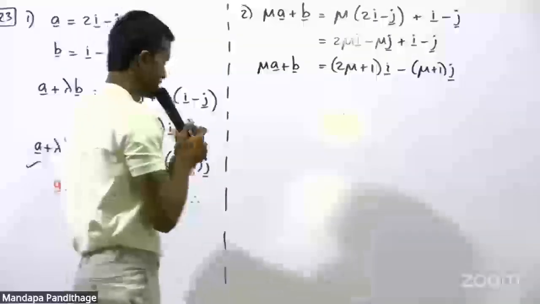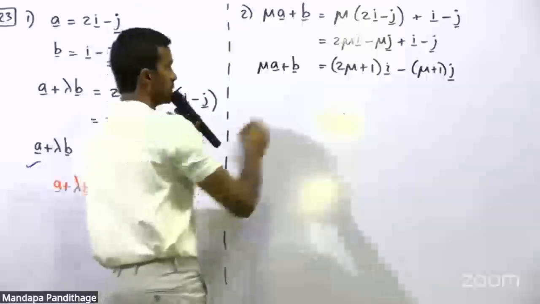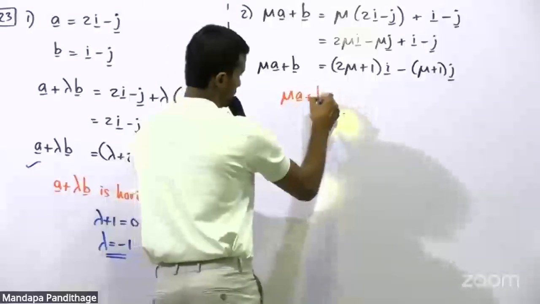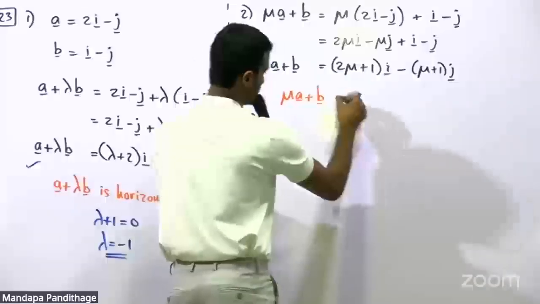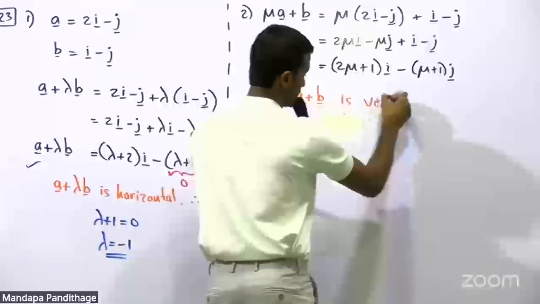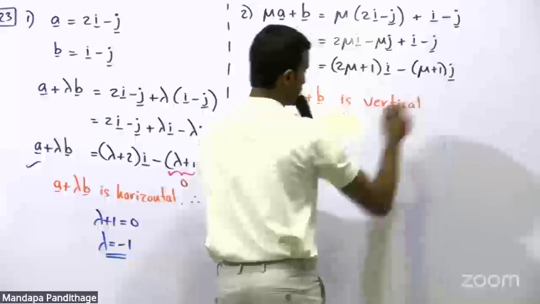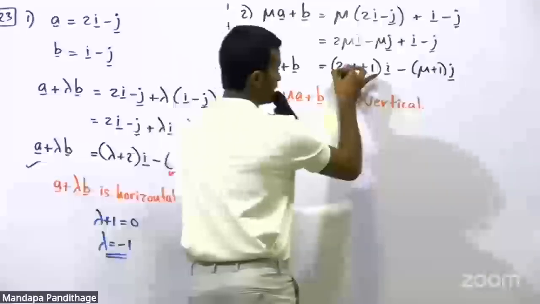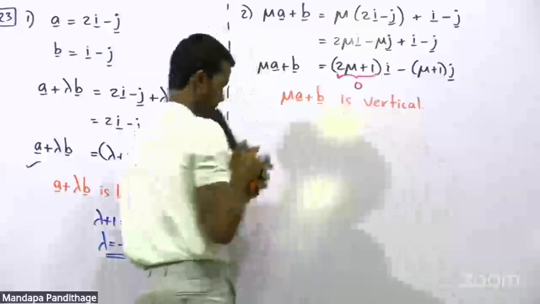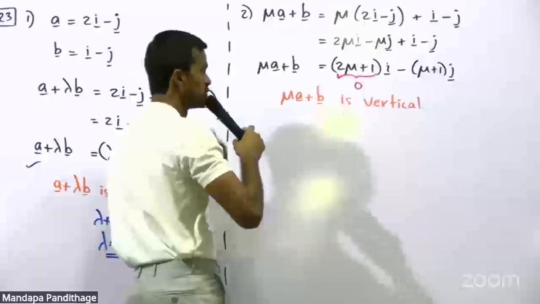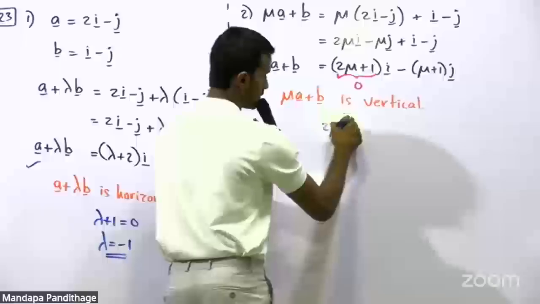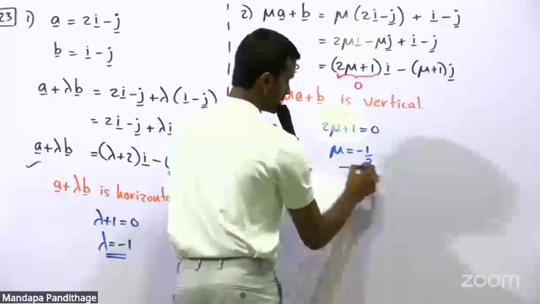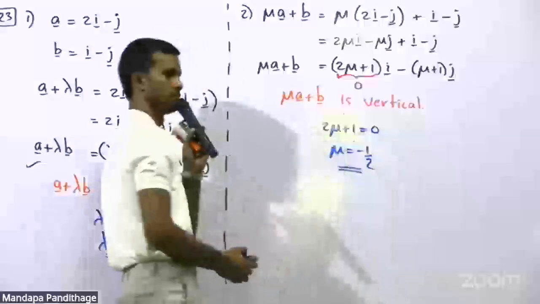Okay, so this is a vertical one, no? Parallel to vector j means mu a plus b is vertical. So when it is vertical, it can be expressed only in terms of j. Therefore, this component of i should be 0. Then I get 2 mu plus 1 is equal to 0. Mu is equal to minus half.